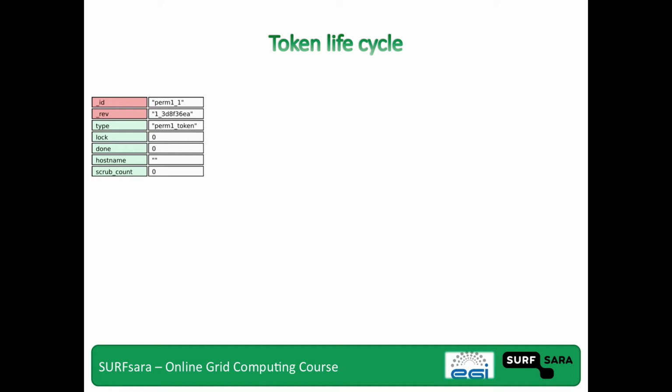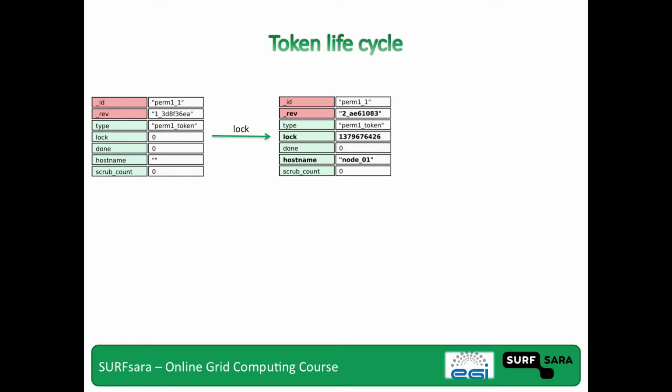The type that we chose is just perm1 token, so a particular run name for example, and then we set the lock to 0, done to 0, hostname to an empty string because we're not interested in the machine that uploaded the token, and the scrub count also to 0. So once a token is claimed by a worker node, you need to have it locked. The ID field will of course stay the same, but the revision number, once it has been updated on the CouchDB server, will have changed. It will be incremented to 2 with another random hash after.